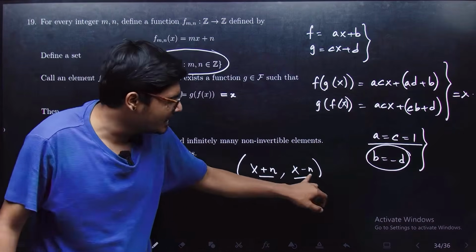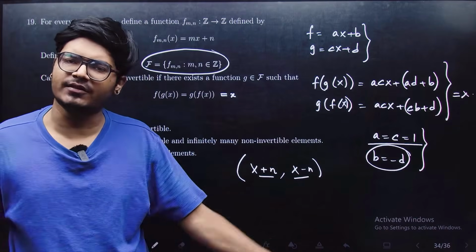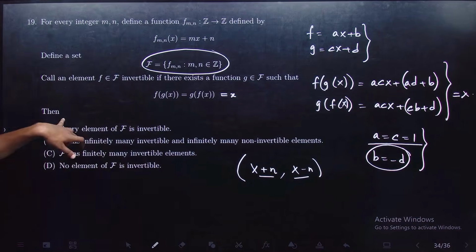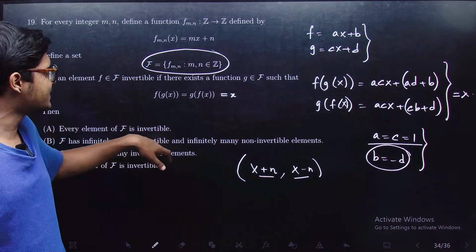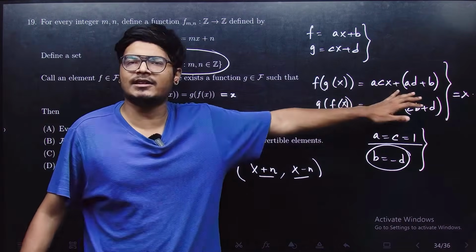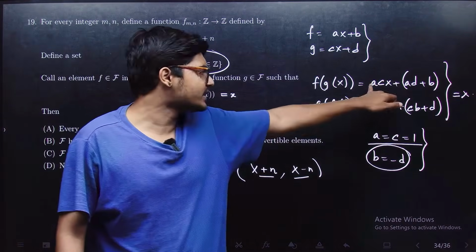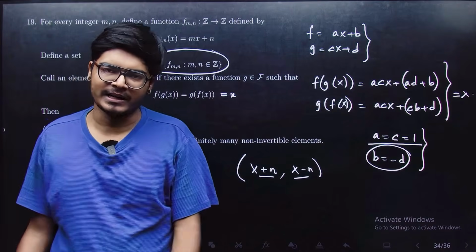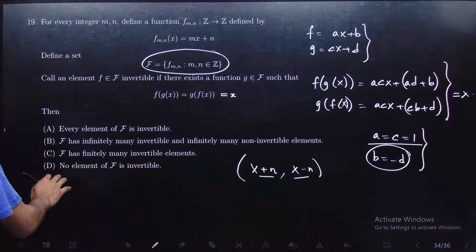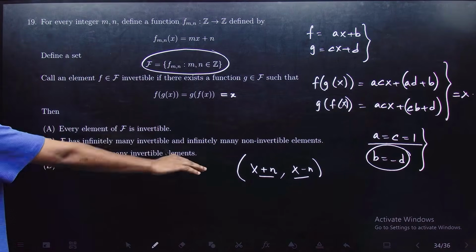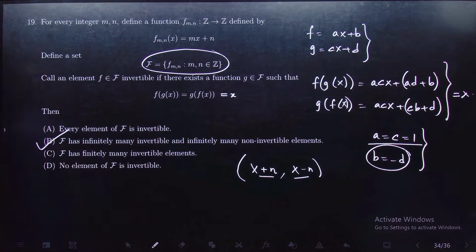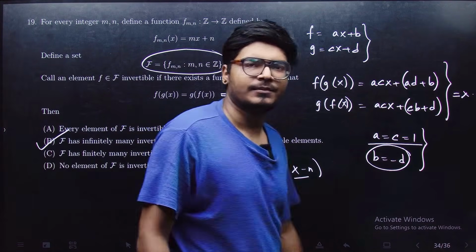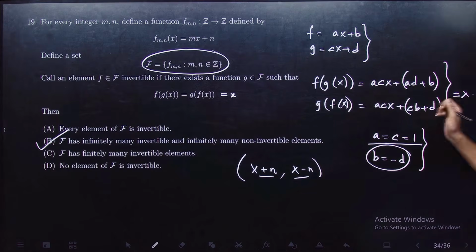And now you have infinitely many choices for n, right? Because you are working over the set of integers. So you can clearly see that it has infinitely many elements which are invertible. Obviously for any other function, it's not going to be invertible, right? If I just choose a to be equal to 2 or something, it's not going to be invertible. So we can clearly see that capital F has infinitely many invertible and infinitely many non-invertible elements. So option B is correct for us, okay? Simple, right? Just a very simple construction and then looking at this, that you want both of them to be equal to x. All right.